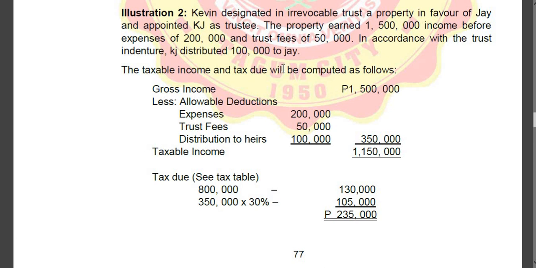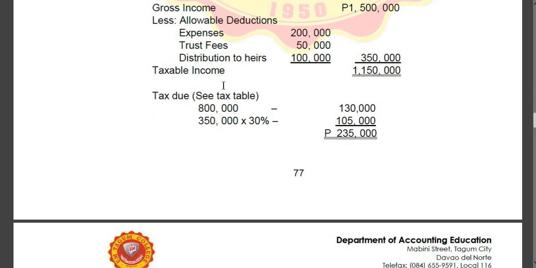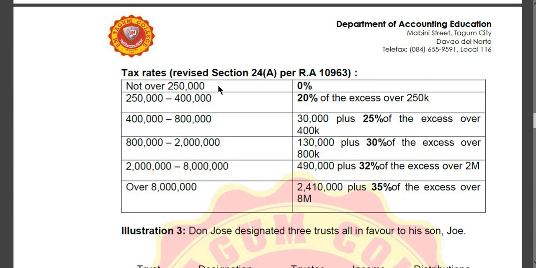1,500,000 na gross income less allowable deductions. You have business expenses 200,000, less of course your trust fee 50,000, and less again a special item of deduction, distribution of 100,000 to the beneficiary, in this case to J. Therefore, the allowable deduction is 350,000. So 1,500,000 minus 350,000, you get 1,150,000. To compute the tax due, you refer again to the tax table.